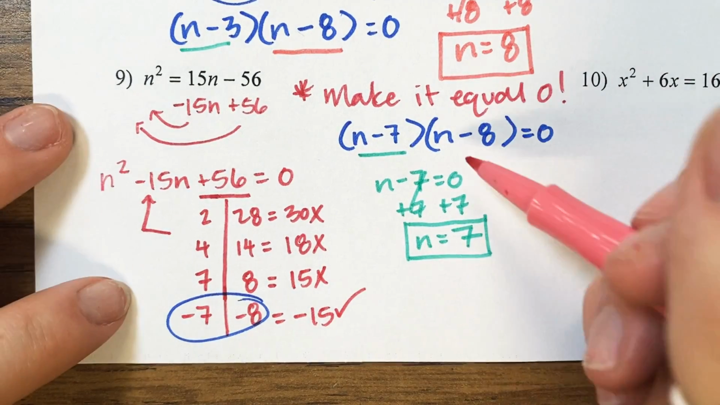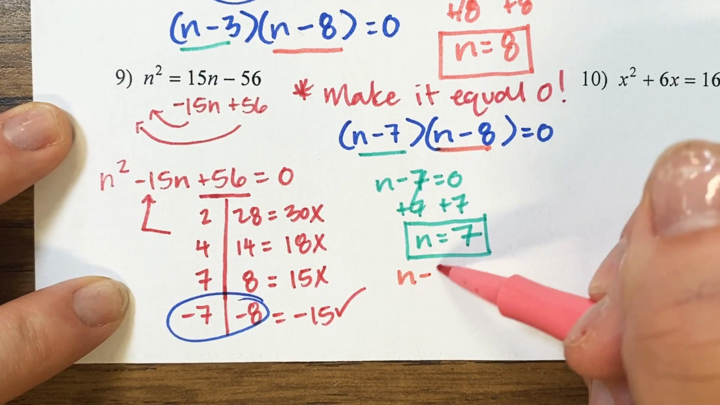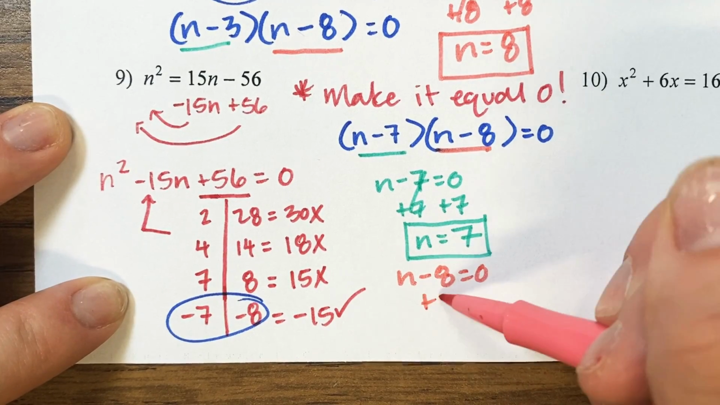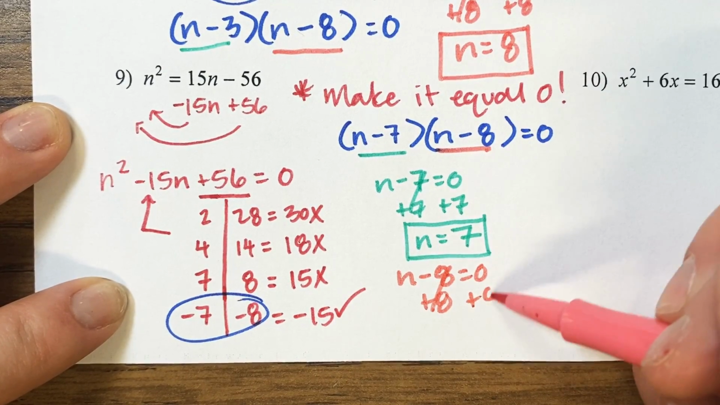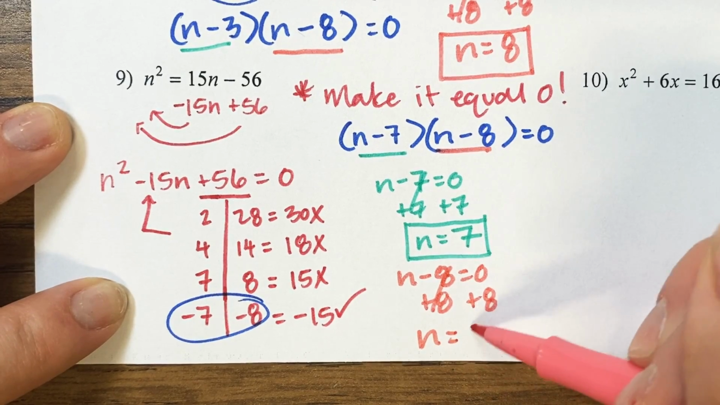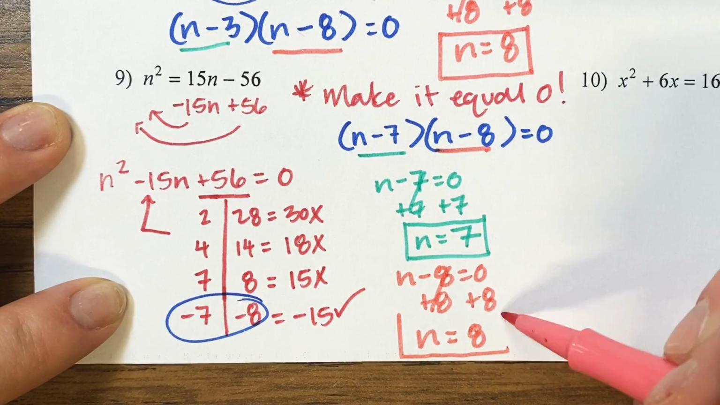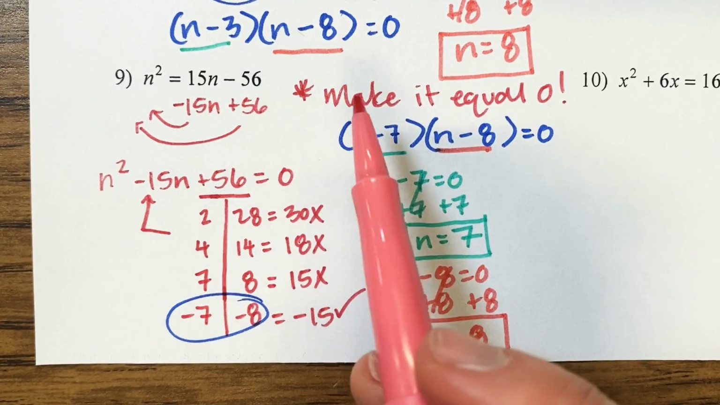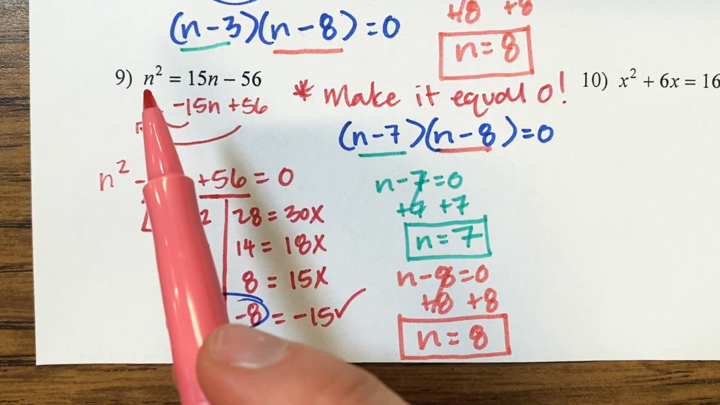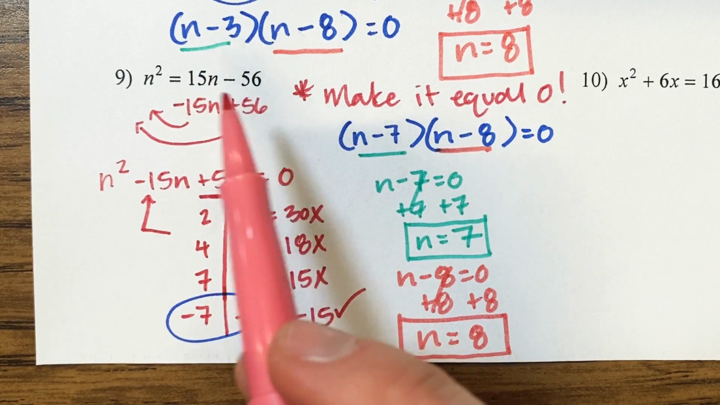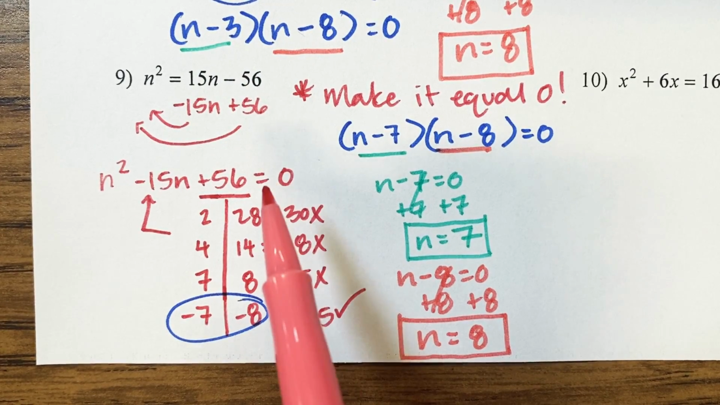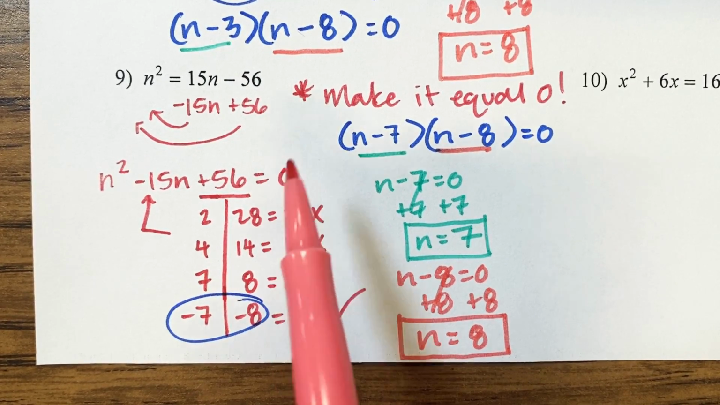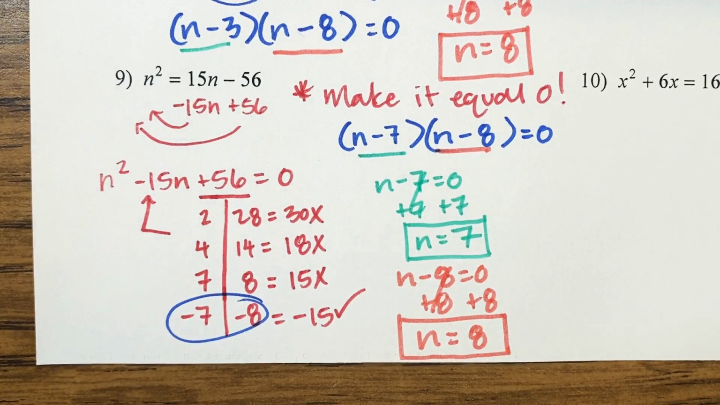Take our next piece, n minus 8 equal to 0, and solve. Got to add 8 to move it. So our next answer is positive 8. The only other thing we had to do on number 9 was make it equal 0. We had to move these guys over there so that one side would equal 0. You must make it equal 0 in order to solve it.